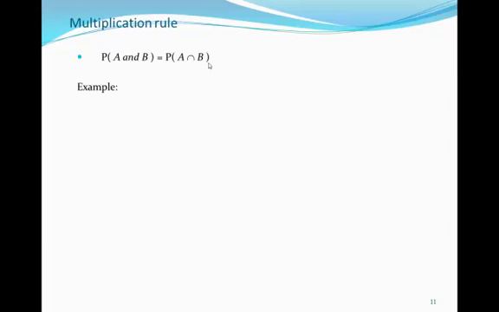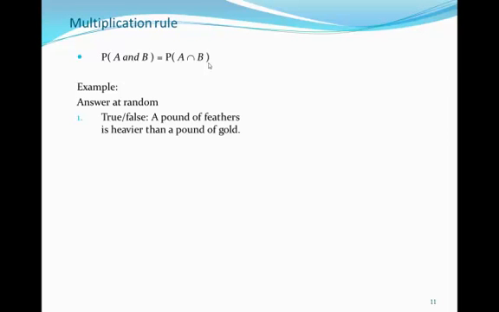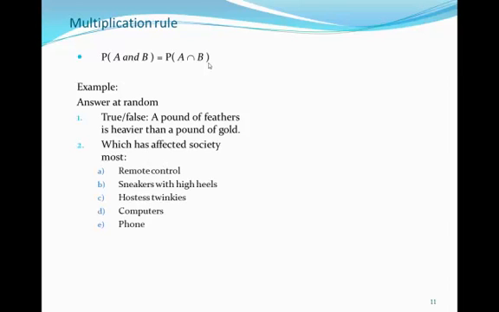Multiplication rule. So the multiplication rule is basically probability of A and B equals probability of A intersect B. Example. We answer the following questions at random, meaning you have no knowledge about it. You just pick the answer. So the first one is a true and false question. A pound of feathers is heavier than a pound of gold. So you pick an answer, whatever it is. The second question is, which has affected society most? A, remote control. B, sneakers with high heels. C, Hostess Twinkies. D, computers. E, cell phone.